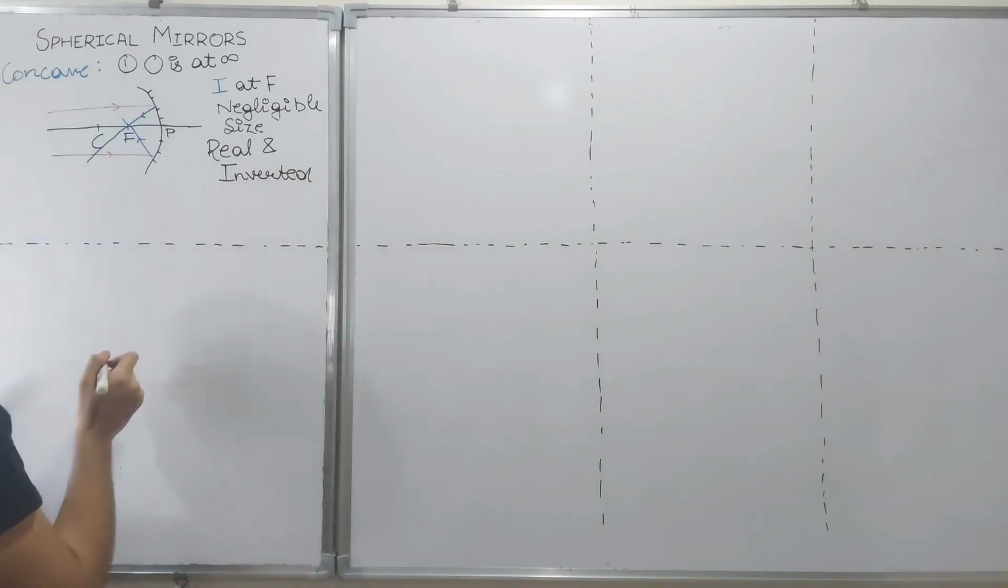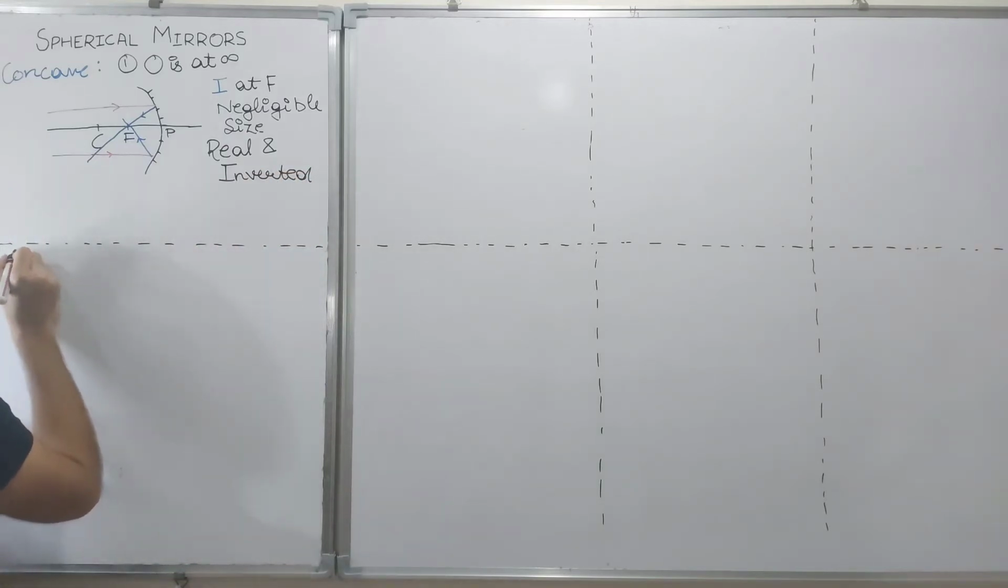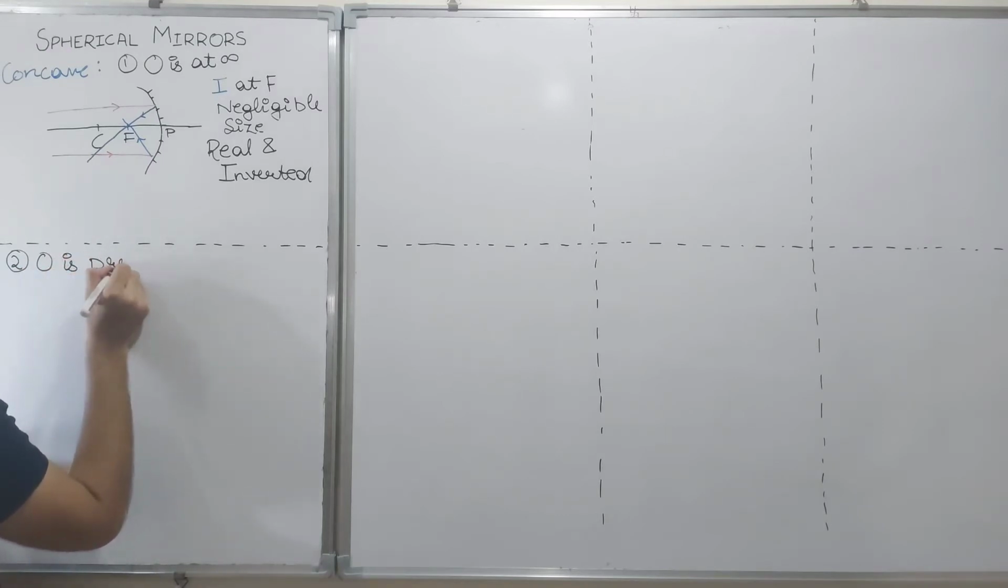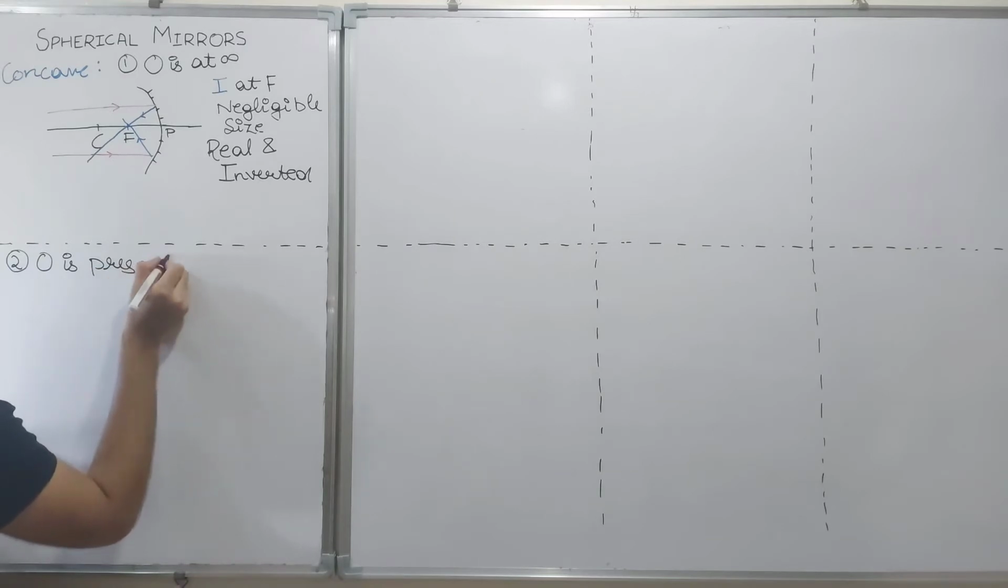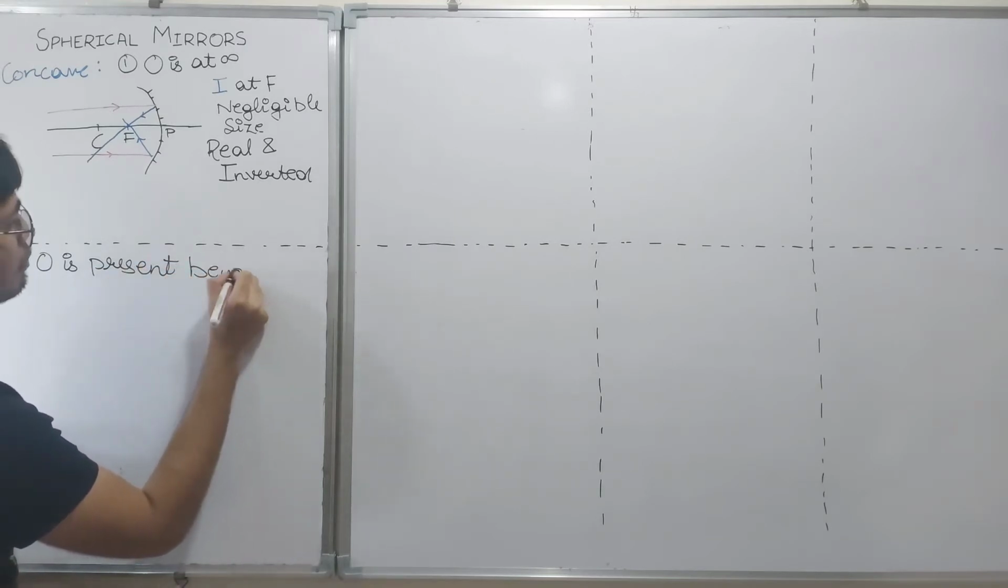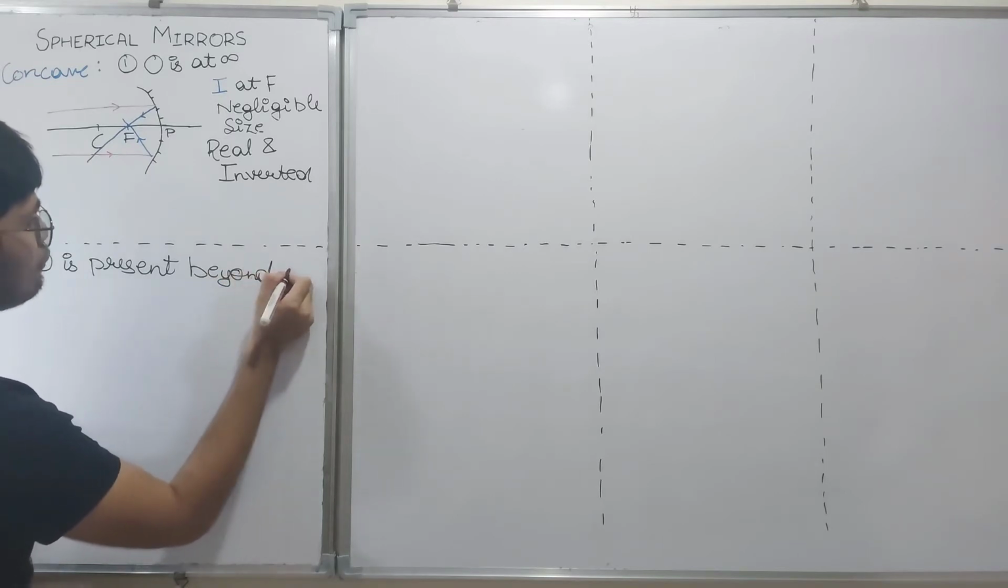Now the second case. Second case is what? When the object is present beyond the center of curvature. Okay, beyond the center of curvature.